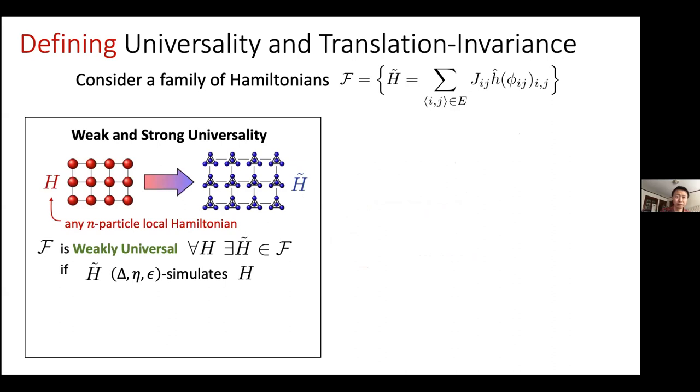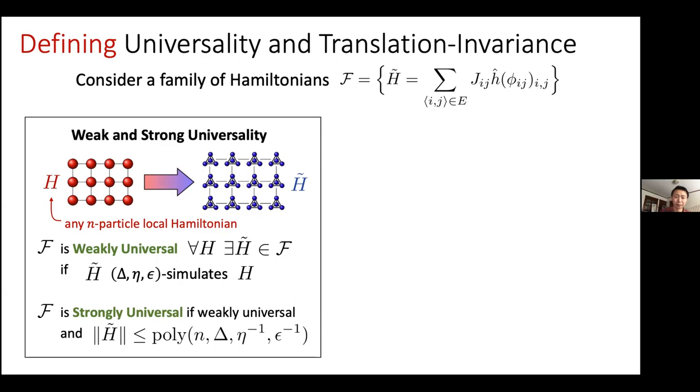We say such a family is weakly universal if, given any n-particle local Hamiltonian H, there exists a Hamiltonian H tilde in the family that simulates H in the sense that we defined earlier. And we say this family is strongly universal if the family is both weakly universal and all the resources, like energy and number of particles, scale polynomially in the original system size as well as all the different precision parameters.